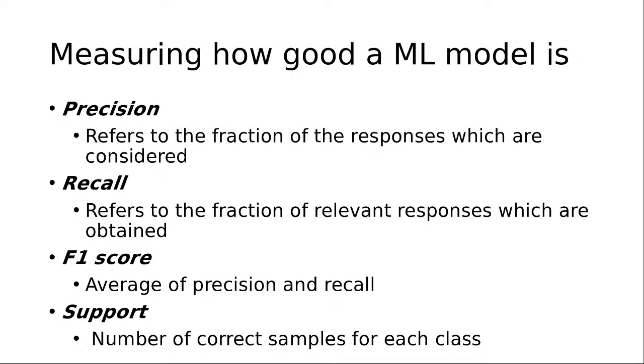And then when it comes to measuring the machine learning model, we also have something called the F1 score. So F1 score is basically precision plus recall divided by 2. That's all there is to it. So F1 score is the average of precision and recall.